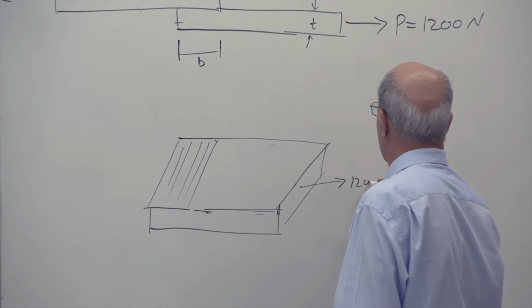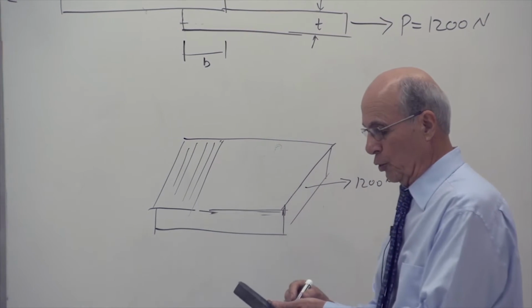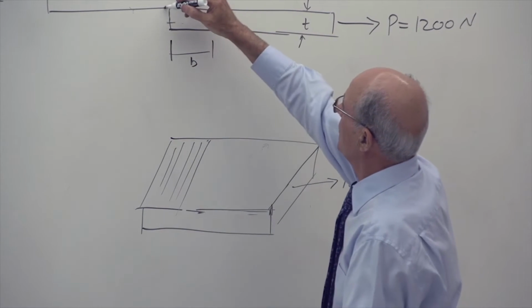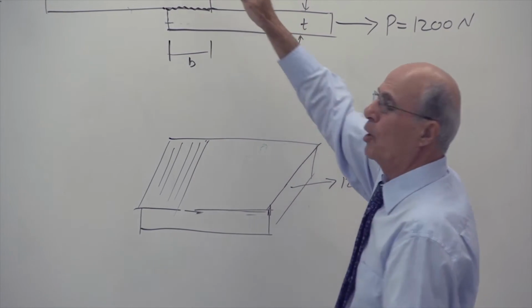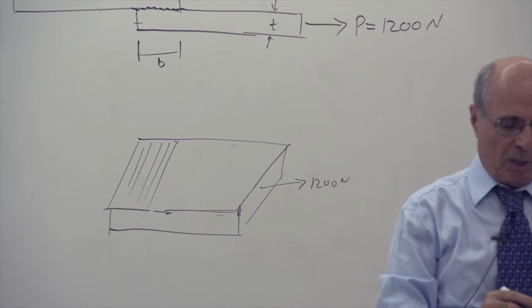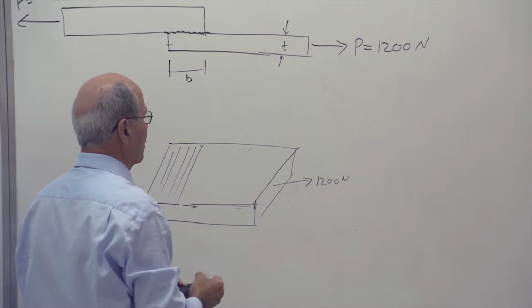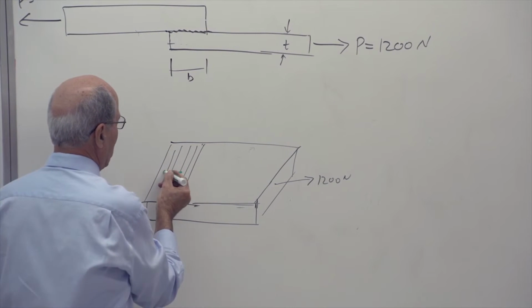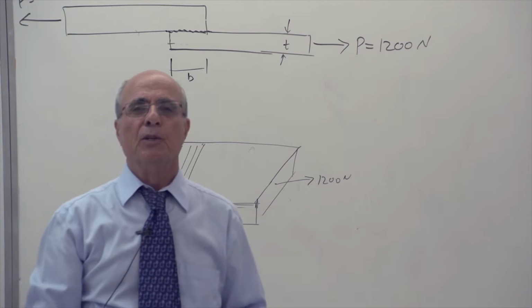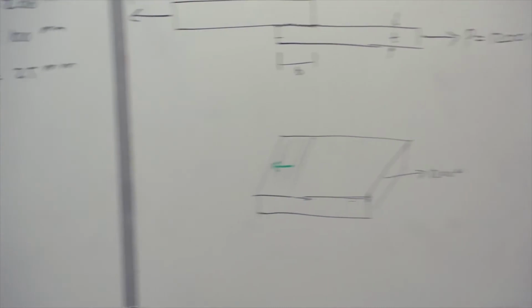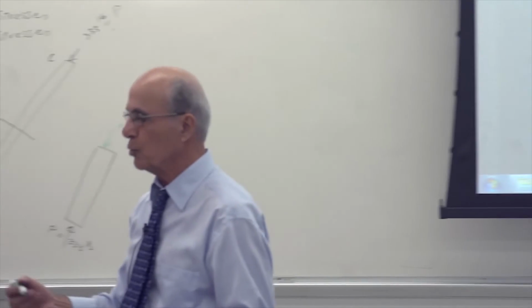You have 1200 Newton force here. Because we have separated this at this level, the lower part versus the upper part, I should have here a shear force going this way equal to 1200 Newton as well. This is so simple. You don't have to even think about it twice. I'm just showing it for you to have all the detail.